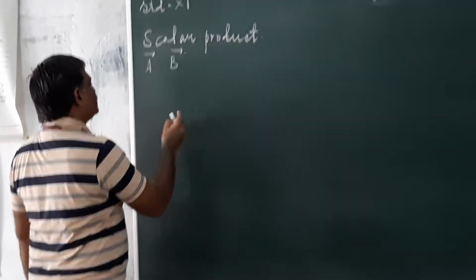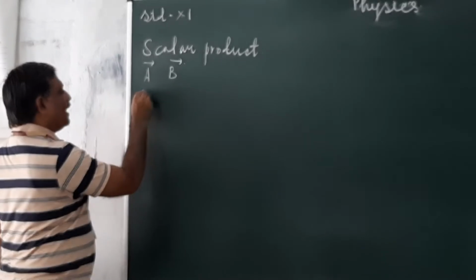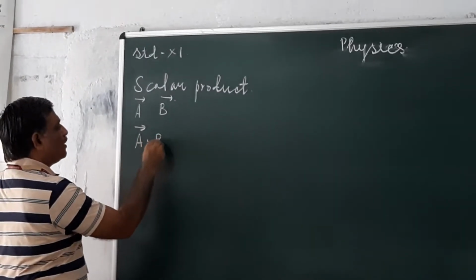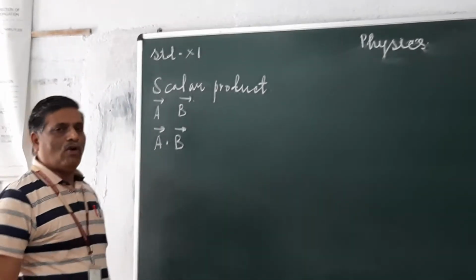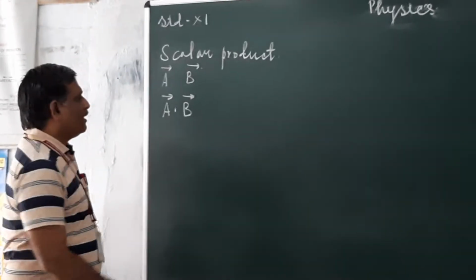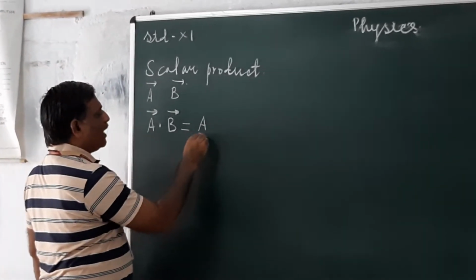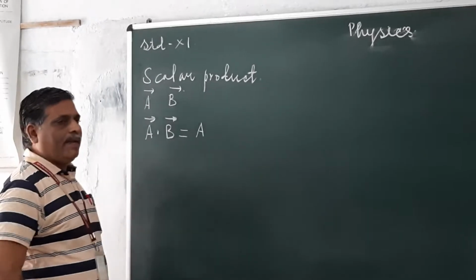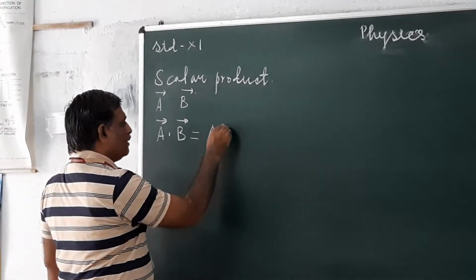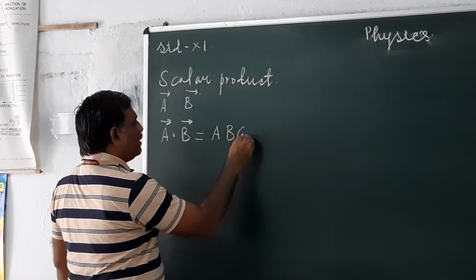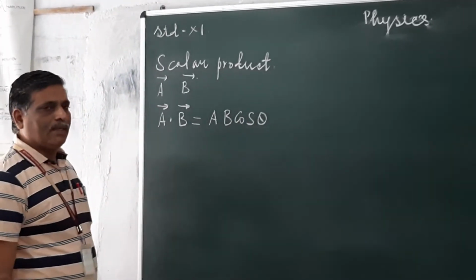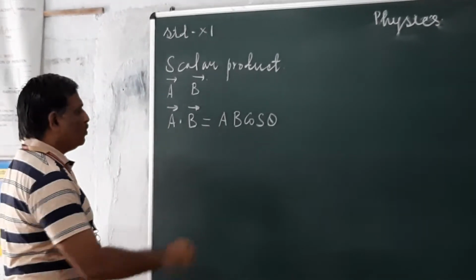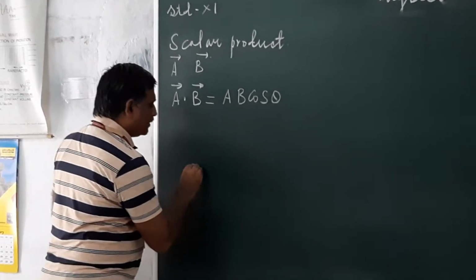Suppose A is a vector and B is also a vector. Then their scalar product is written as A dot B. Here for scalar we are using A dot B. Their scalar product A dot B by definition is given by, when I am writing only A, the meaning is magnitude of A, likewise magnitude of B, and cos theta, the angle between them. It's a scalar, so there is no need of direction.